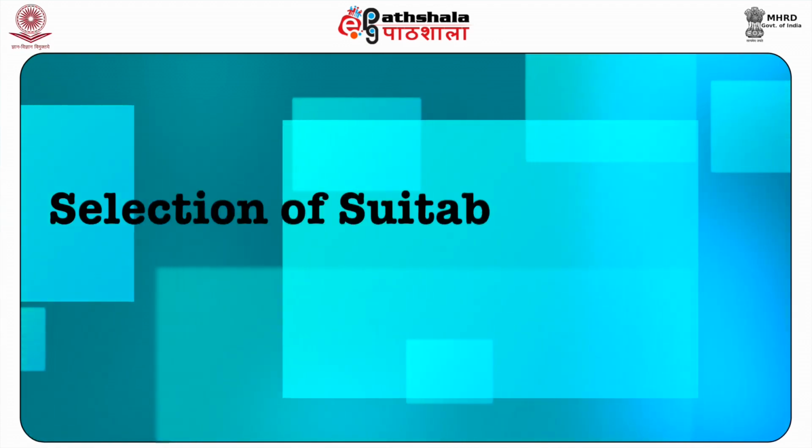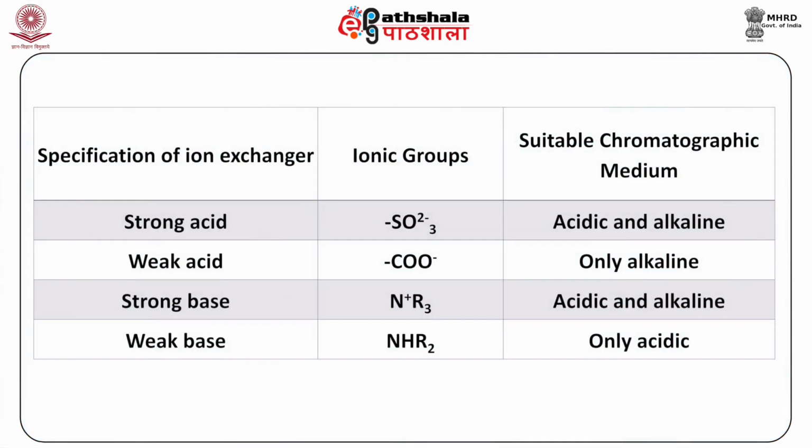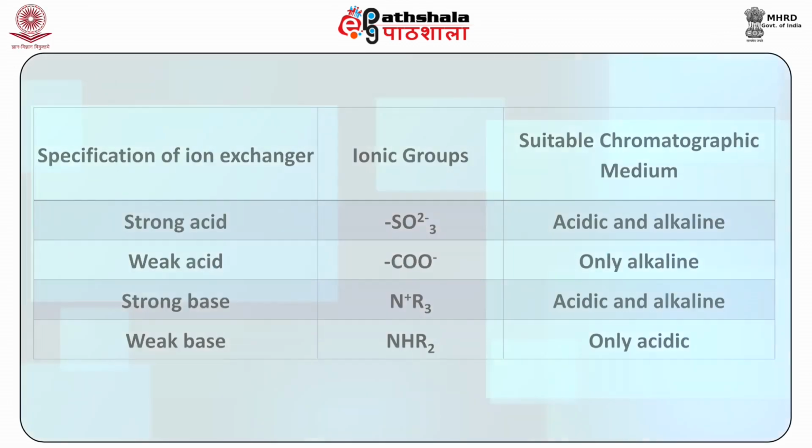Selection of suitable systems. It is useful to classify ion exchangers according to the pK value of their ion groups. However, the given table shows a simplified survey of the working ranges. For example, for a strong acid, the ionic groups are sulfonic and they are suitable for the acidic and the alkaline chromatographic medium. Furthermore, the others have been described.